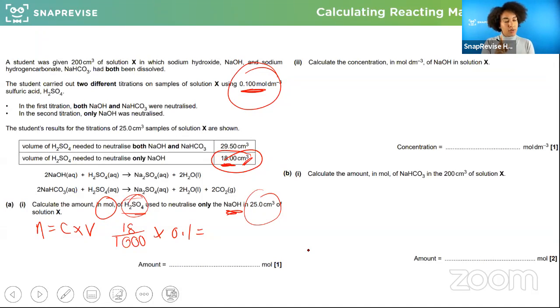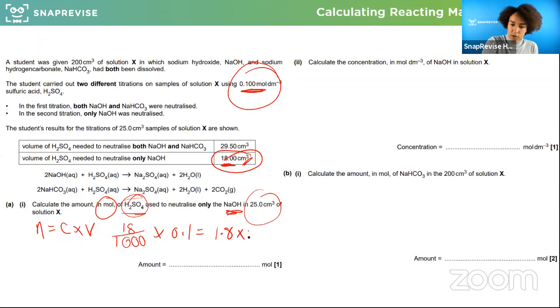I think I understand your question about whether you can do it in standard form. When you're in standard form, you're still going to be using the same number of significant figures. That's why when it says significant figures, it's easier to use standard form than when it says decimal places, but only by a little bit. But yes, 1.8 times 10 to the minus 3 is the correct answer.